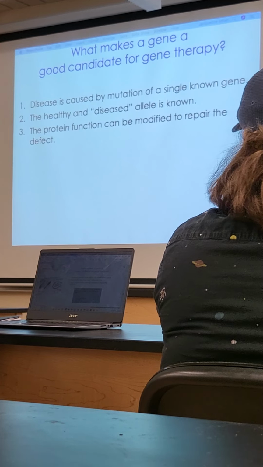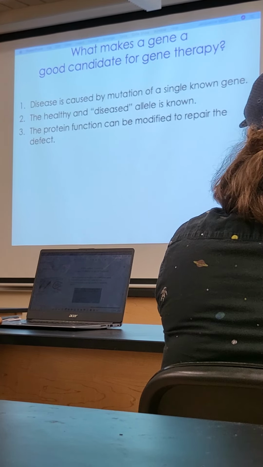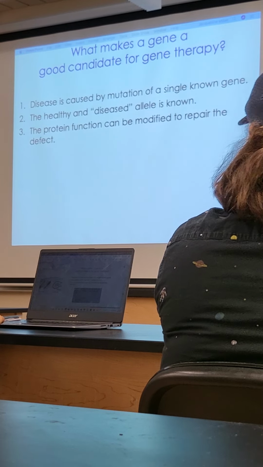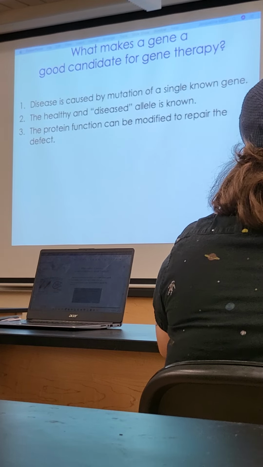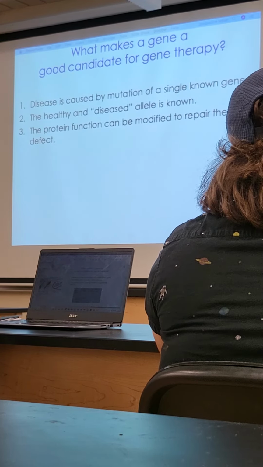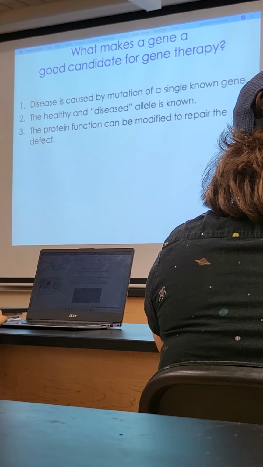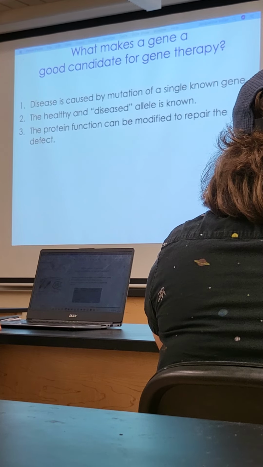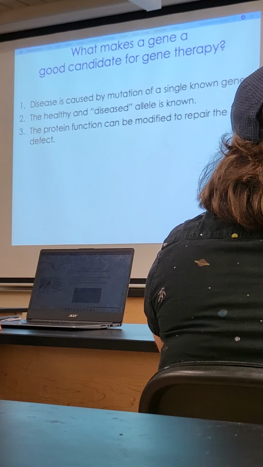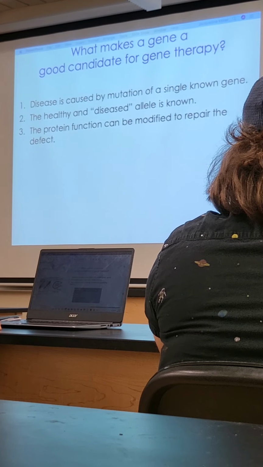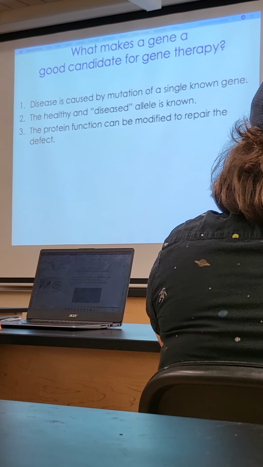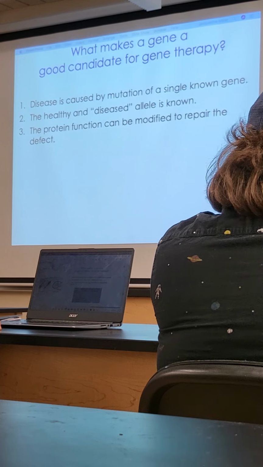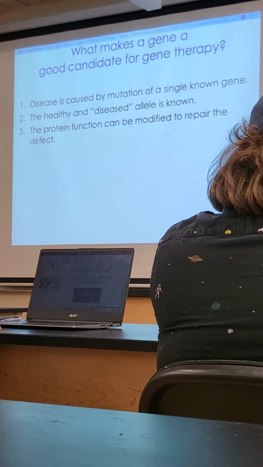And then finally, it typically is used to treat a loss of function mutation. So the protein function has to be modified to repair the defect, meaning that if I add extra copies, that's going to fix the defect. So usually the disease is caused by non-functioning proteins, and I'm just giving it good functioning proteins. It can't be used to treat dominant diseases, because in dominant diseases, that protein is going to exert its effect whether or not there's a quote-unquote good copy present. So there's limitation on what you can treat.